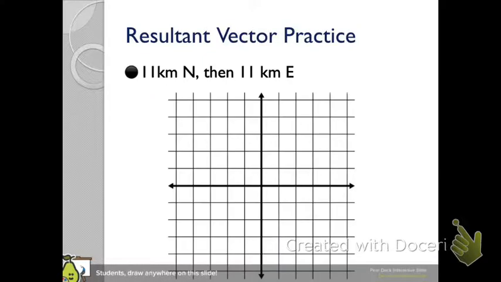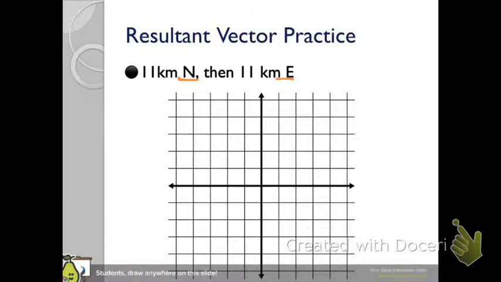Let's try this one together. Okay, so here's my two vectors. It says I go 11 kilometers north, then 11 kilometers east. I'm going to say that each of those grid squares is 2 kilometers because I didn't give myself quite enough room. So I'm going to go north, then east.